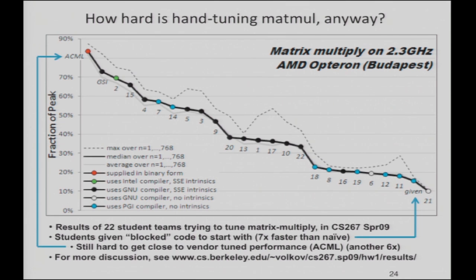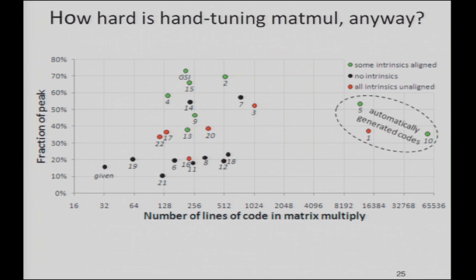So the next metric is how hard did these students work, right? Were some of them lazy? They didn't write very much code? So here's another plot. Each dot is a team of students. The vertical axis is the fraction of peak, and the horizontal axis is how much code they wrote on a log scale, right? How many hundreds of lines of code? We gave them 32 lines of code. The GSI had to write a couple hundred lines of code to actually get to 70% of peak. There are a few students who wrote 64,000 lines of code.